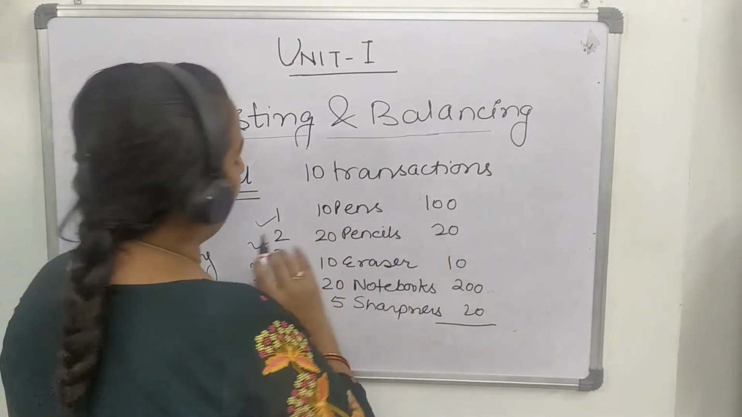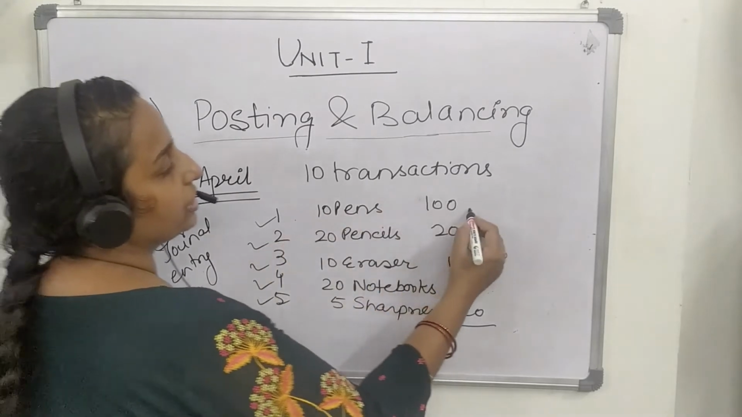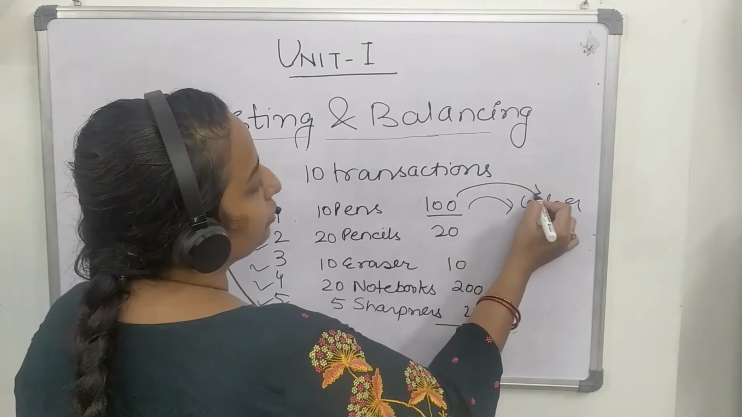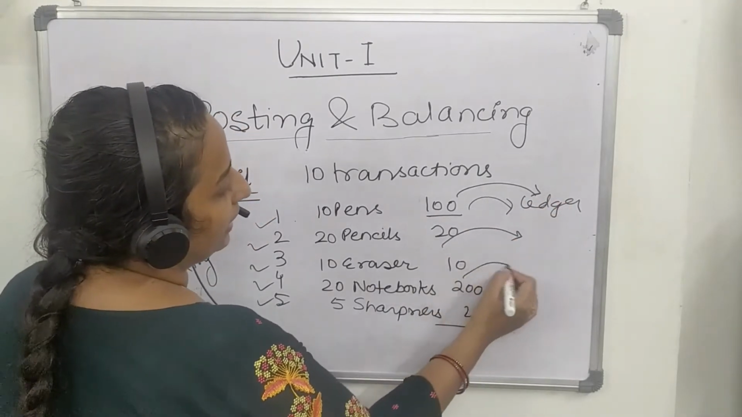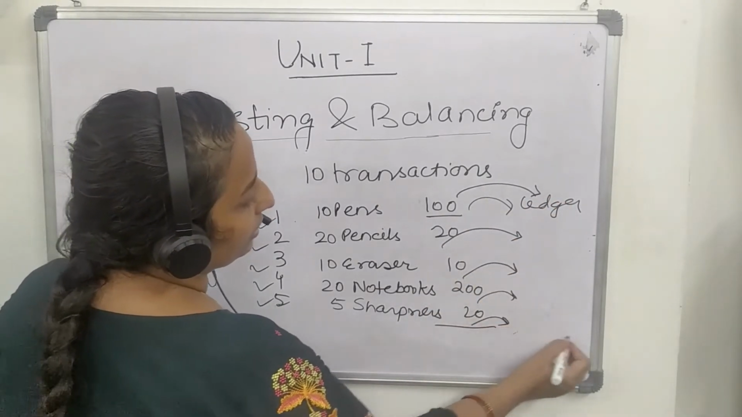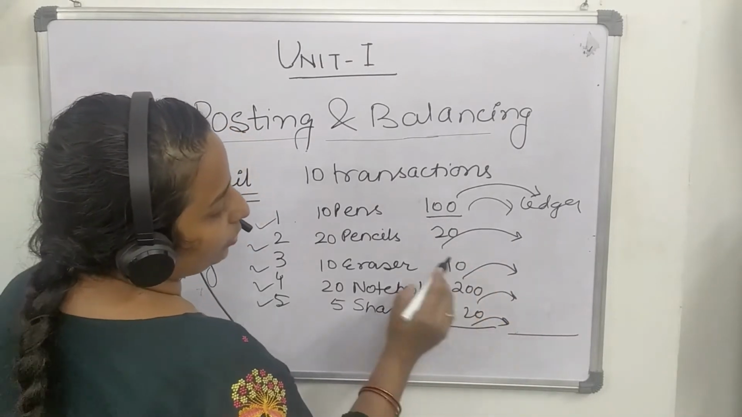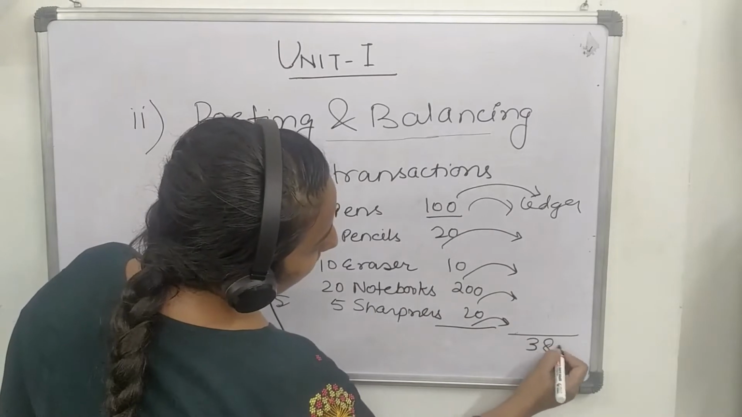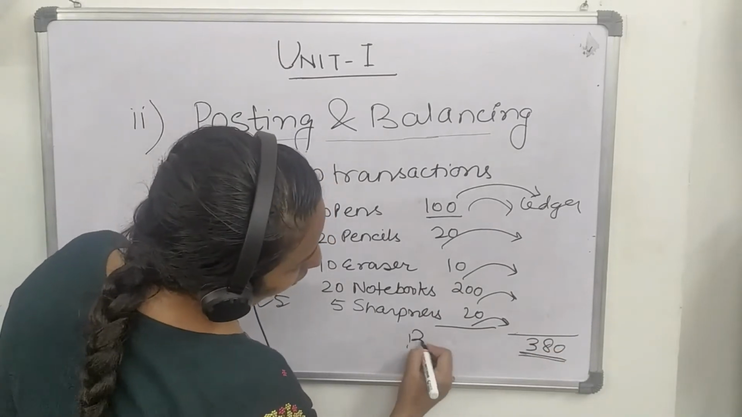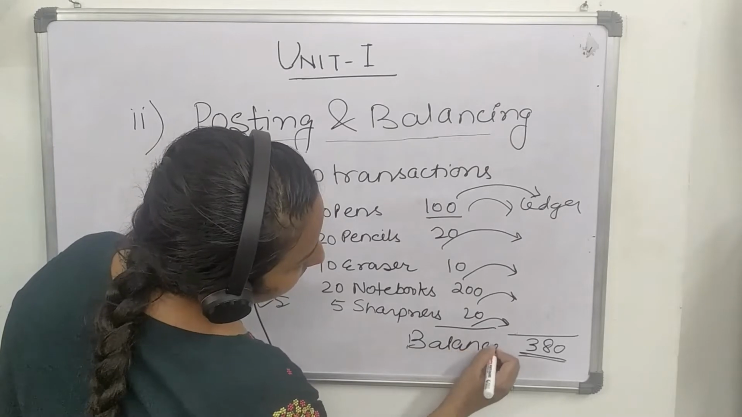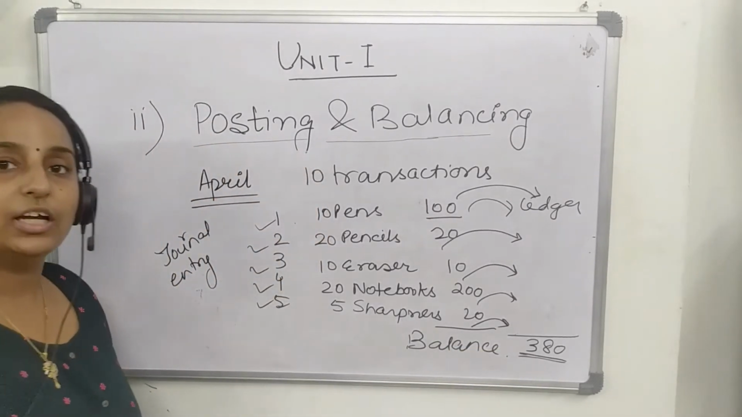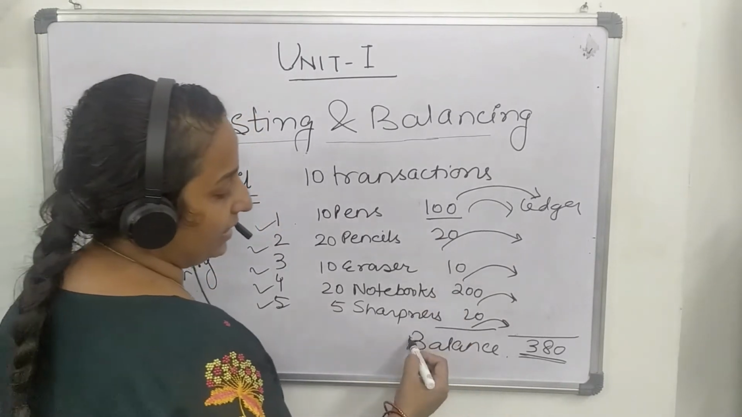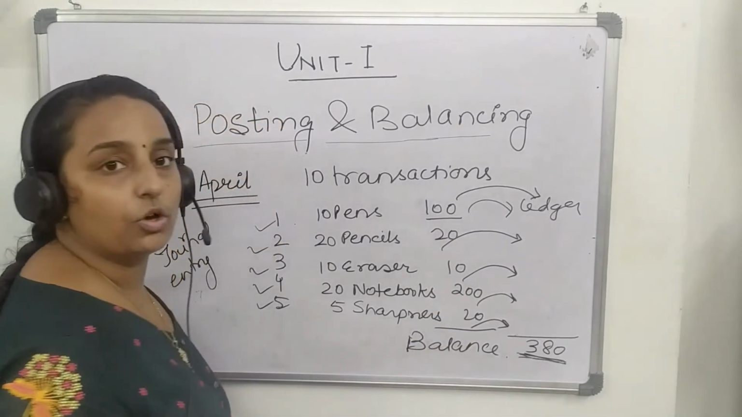Now, every time an entry is passed, it will be posted to its ledger. This 100 will be posted to the ledger, 20, 10, 200, 20. Now, this whole comes to 380. This is called balance. After all the transactions are posted to the ledger, the final balance is taken out.